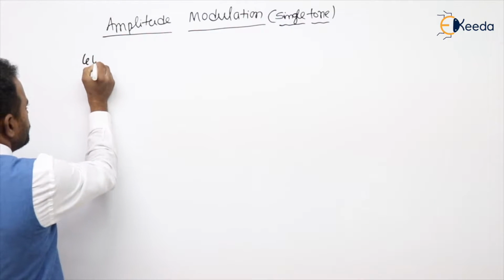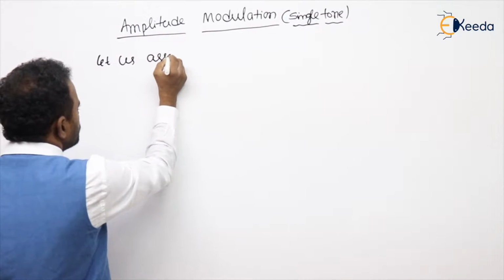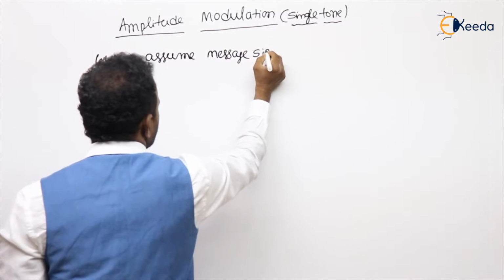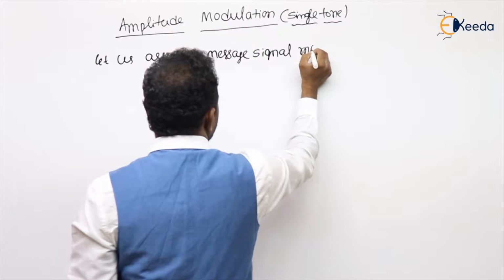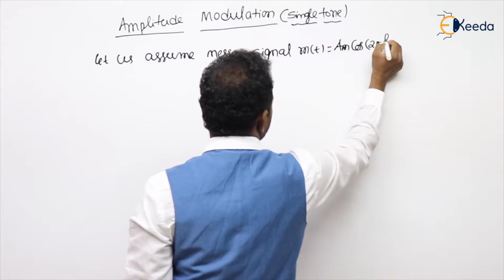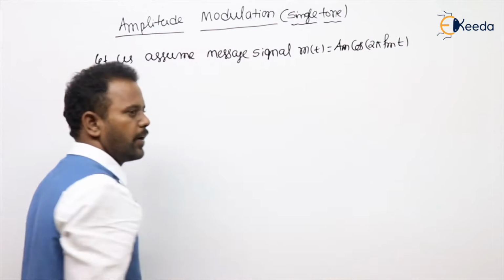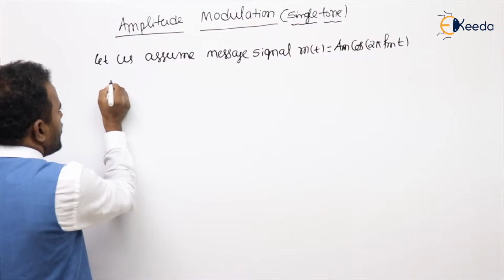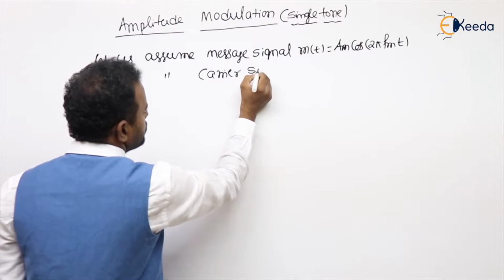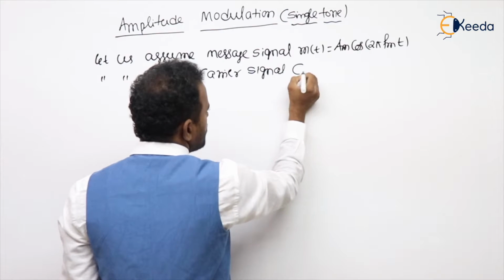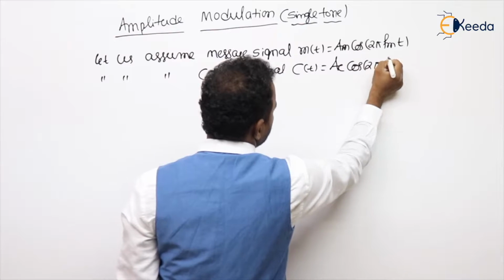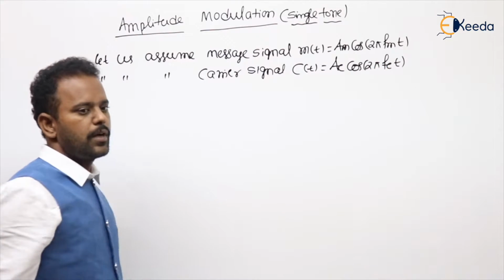Let us assume the message signal is m of t equal to Am cos 2 pi fm t. Now, obviously the carrier is the same. Let us assume the carrier signal is c of t equal to, we already know, Ac cos 2 pi fc t. Got the point or not?